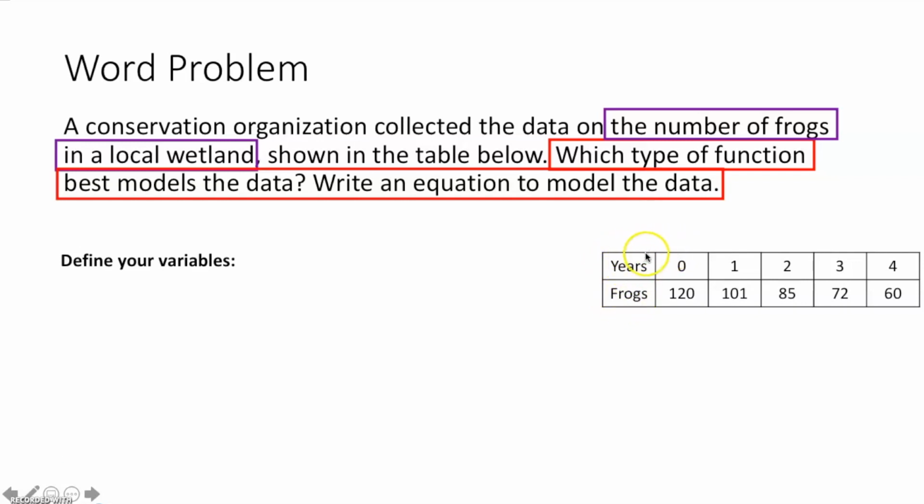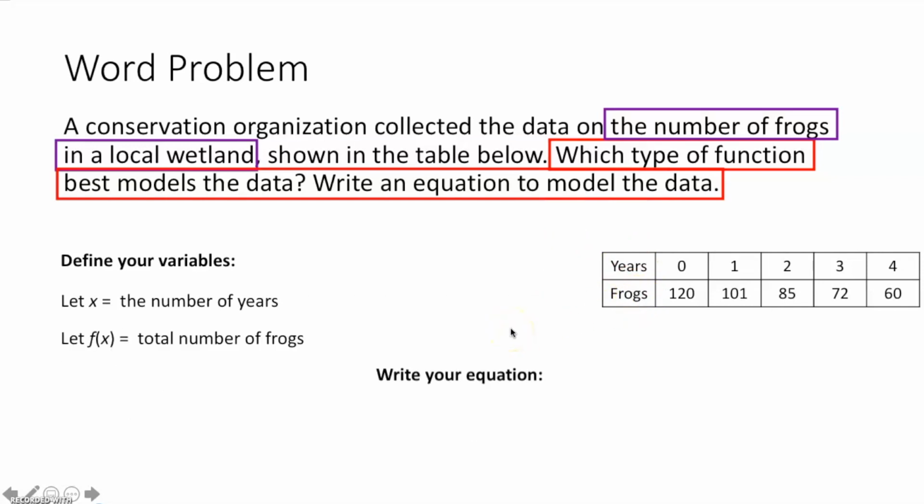Years is time, and time is usually the independent variable anytime you're given the t-table, because the number of frogs depends on what year it is, meaning that this would be the dependent variable. So years, we're going to say, is our x value. And then frogs would then be the y value, or f of x. Cool. So now what we can do is write our equation, because the whole point of this question is to figure out which type of function best models the data, and then write the equation that models this data.